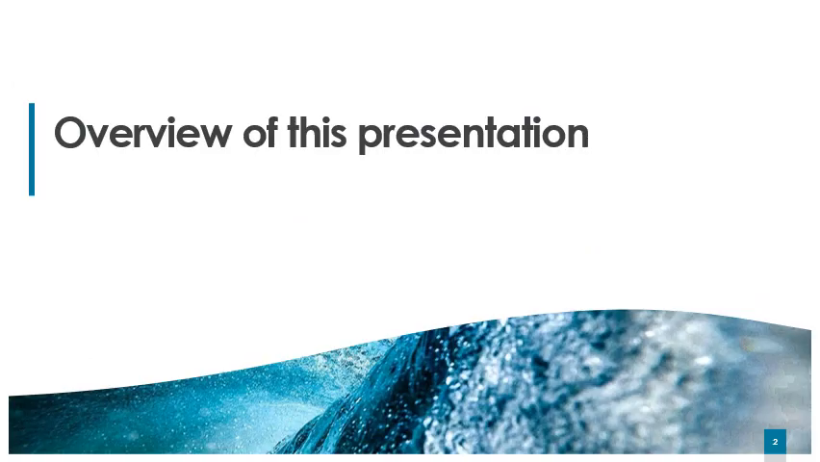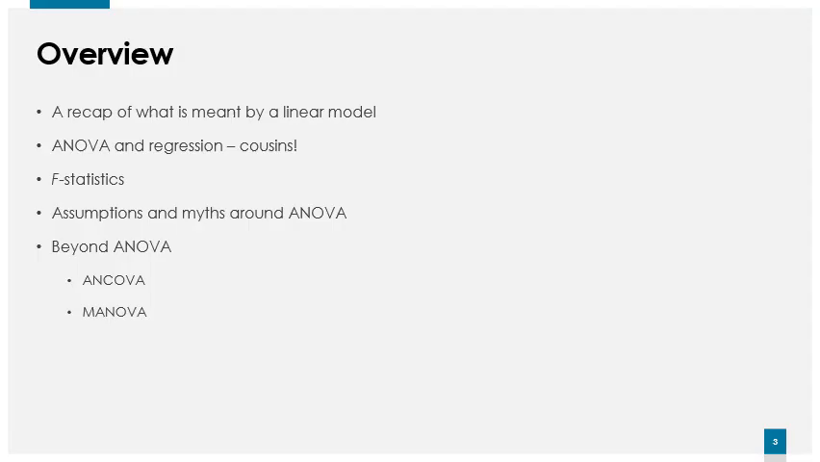We'll start with an overview of this presentation. What we're going to be looking at today is a recap over what we mean when we talk about a linear model. We're going to revisit the topics of analysis of variance and regression. We want to start thinking about these as associated tests, as part of the same family. We're not going to focus hugely on regression today. That will come as part of an independent session.